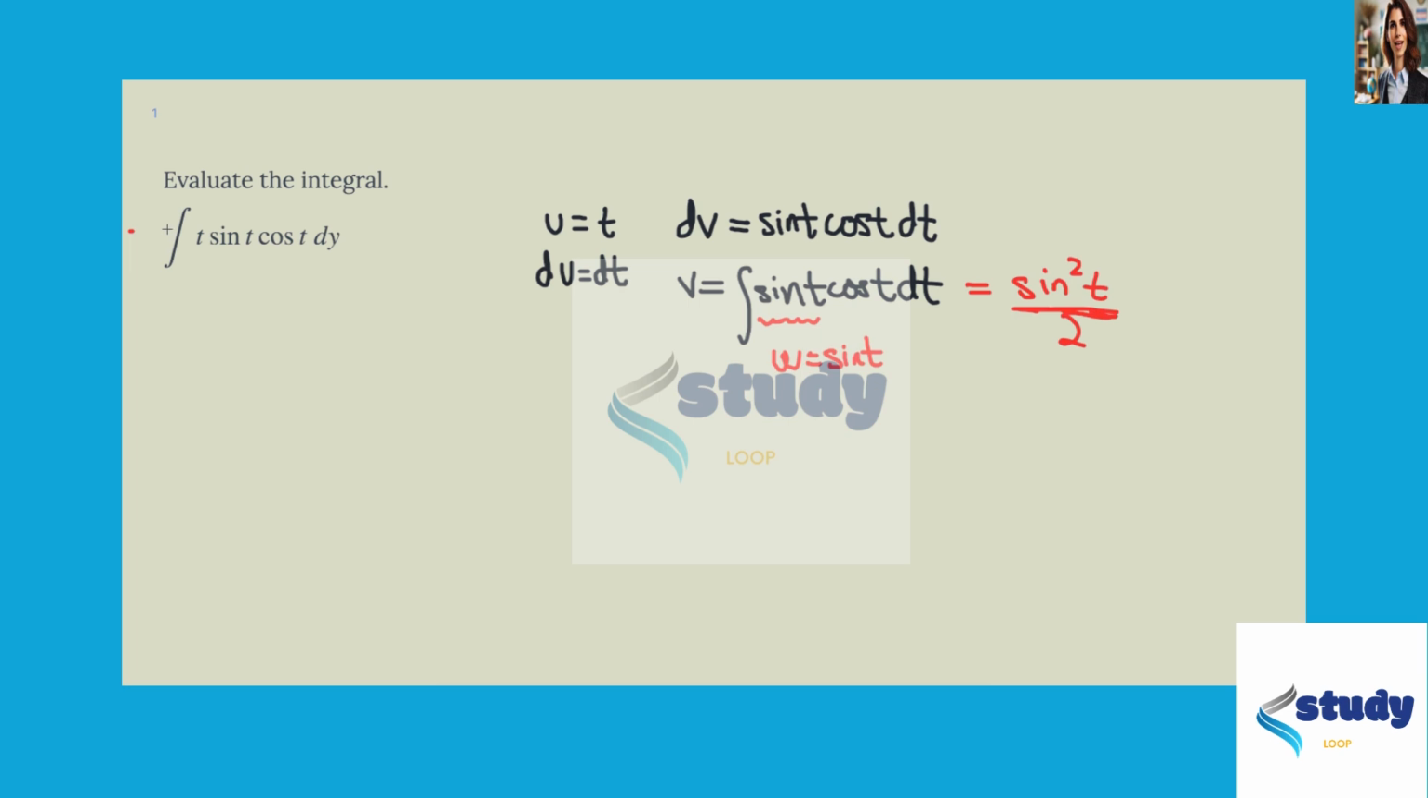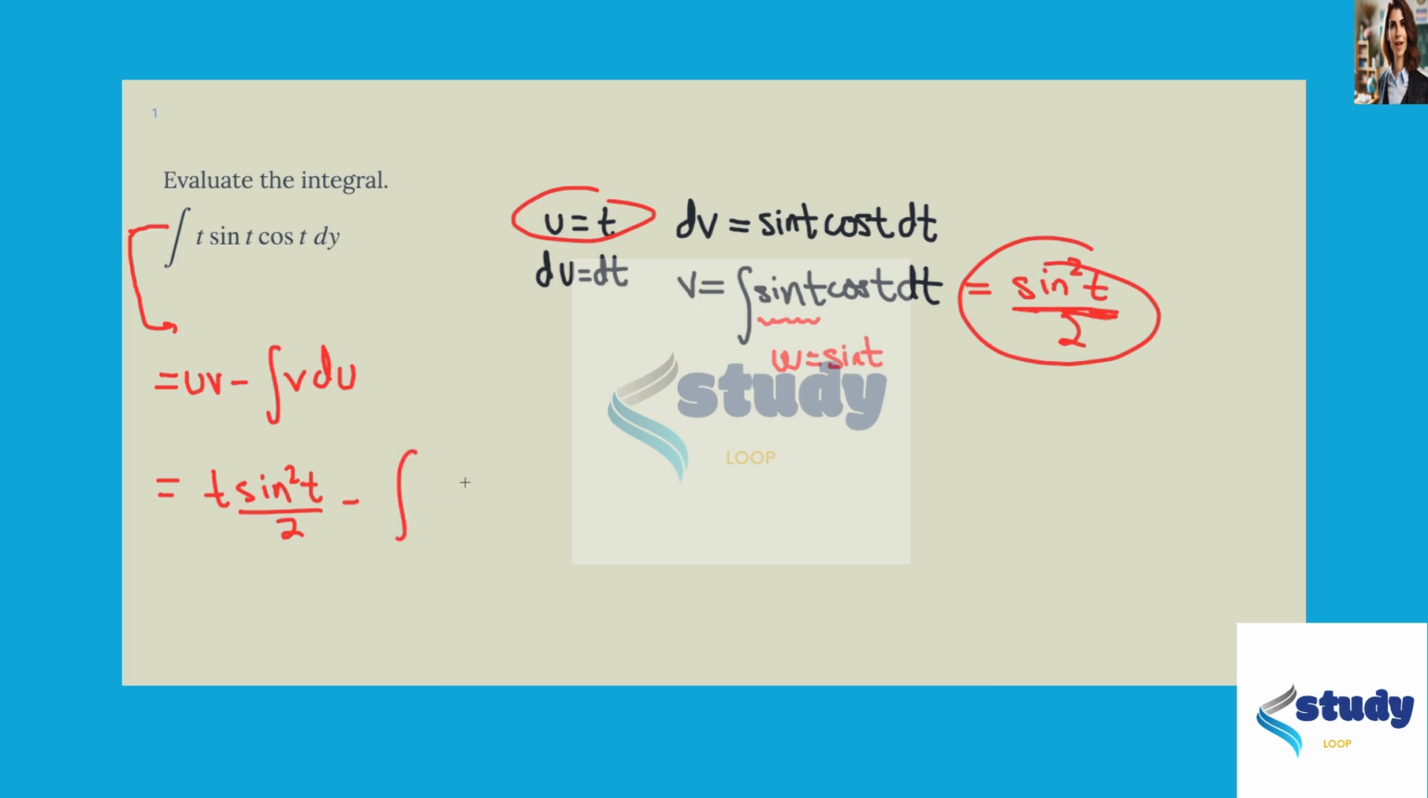So here, using integration by parts, you have uv minus integral v du. Now let's plug our u and v in. So this is our u and our v, and then minus integral, and now we have v again, and then du. So let me pull out that 1/2 outside the integral, and then we just have sine squared.